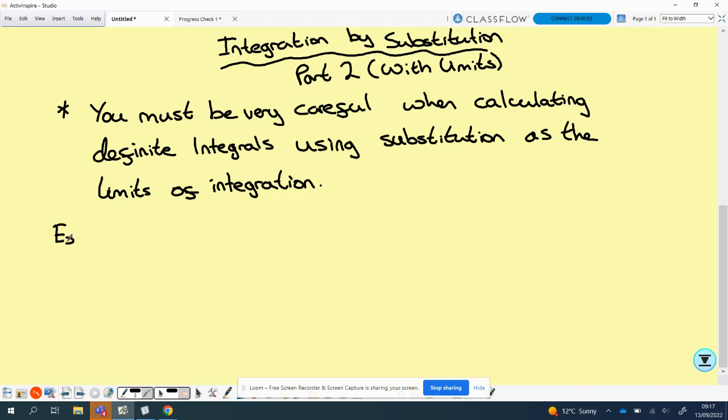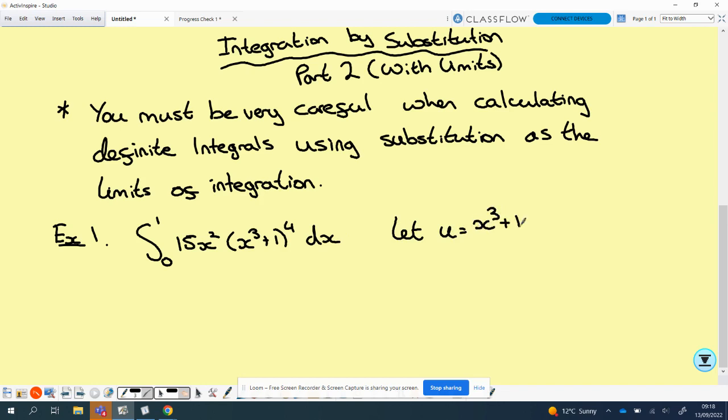So, example 1, we're going to have an integral with limits 1 to 0 of 15x squared bracket x cubed plus 1 to the power 4 with respect to x. Okay, and the substitution we've been told is we're going to let u equal x cubed plus 1. Okay, so that's what we've been told to do there.